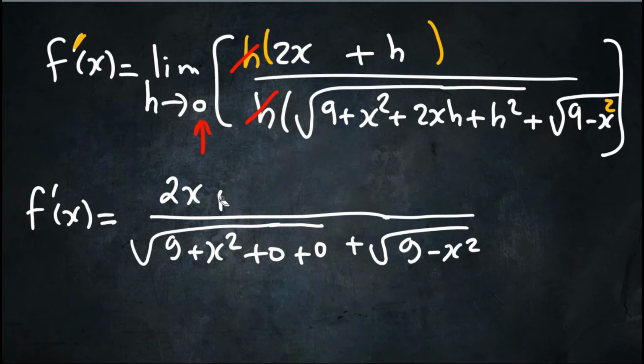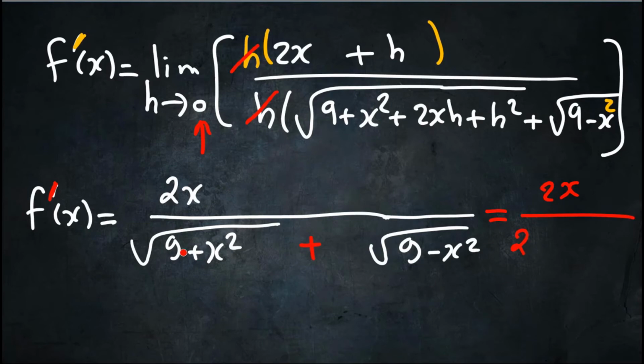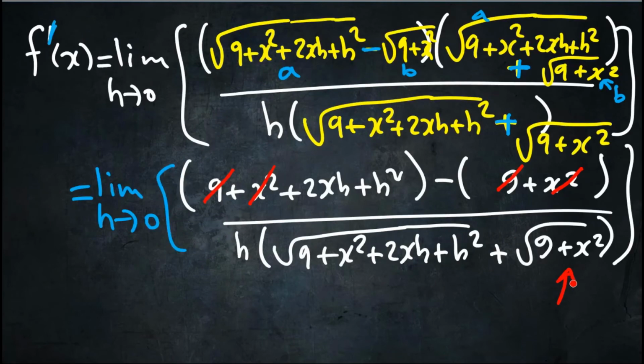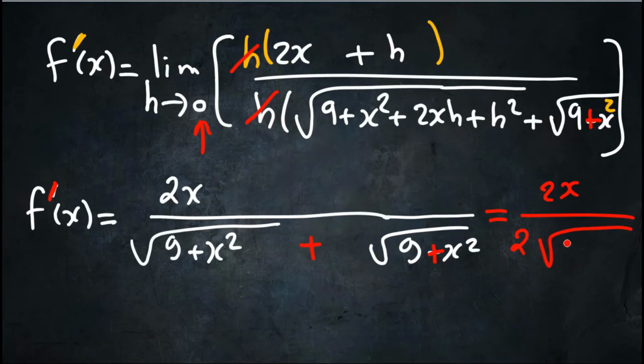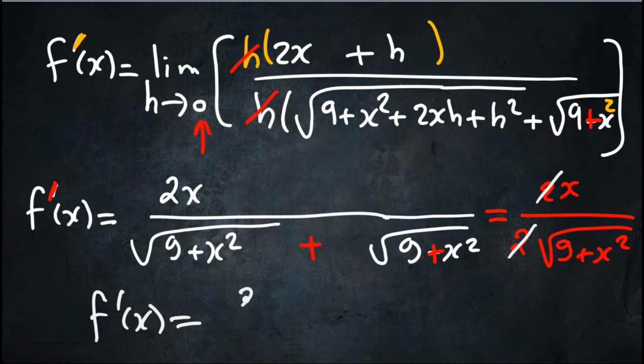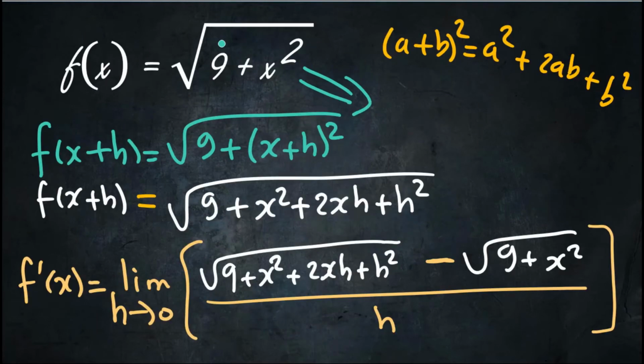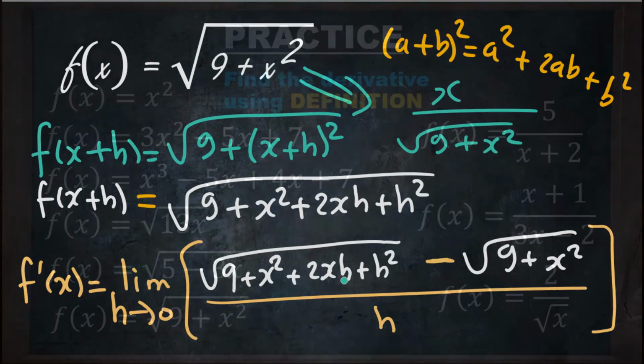2x plus 0 is 2x, so we have this, and 2x over 2 times, I'm sorry, this is plus, right? Okay, I have a plus here. I don't know why I wrote minus, sorry. 2 root of 9 plus x squared. Can I cancel the 2's? Of course. So the derivative is x over root of 9 plus x squared. This is the final answer. The derivative of root of 9 plus x squared is x over root of 9 plus x squared.